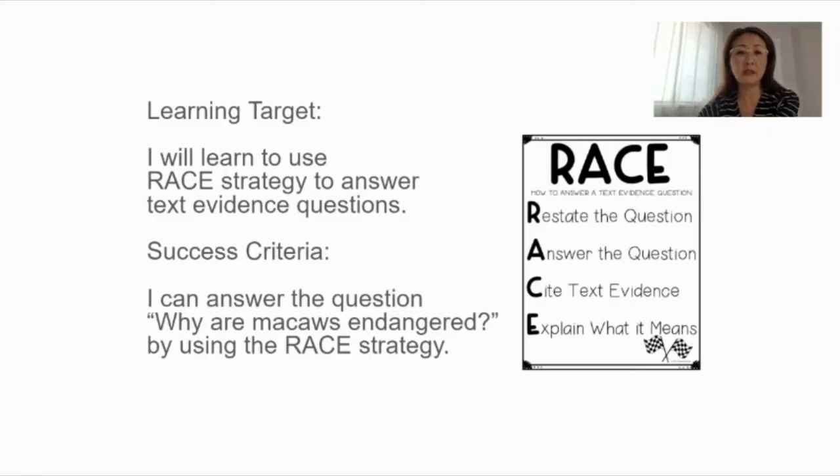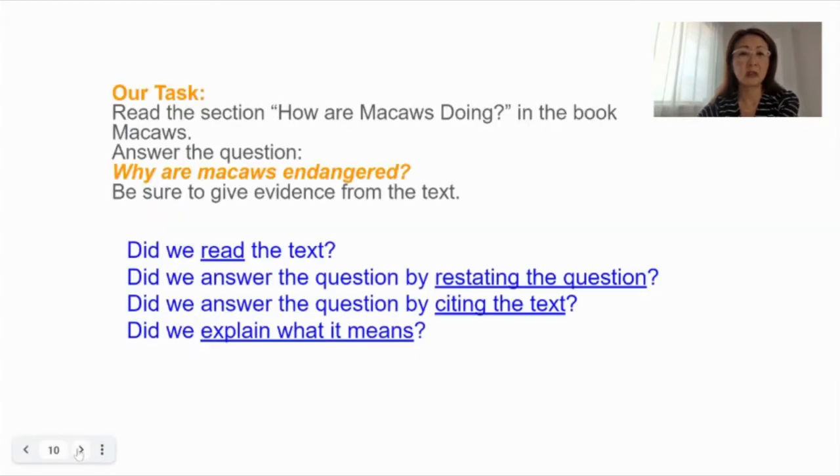Well, let's go back and revisit our learning targets, see how we did. I will learn to use RACE strategy to answer text evidence questions. Our success criteria was, I can answer the question, why are macaws endangered? By using the RACE strategy. Well, let's see how do we do?